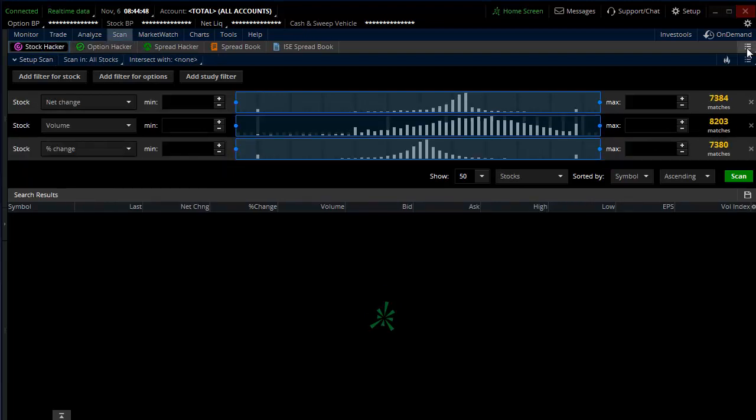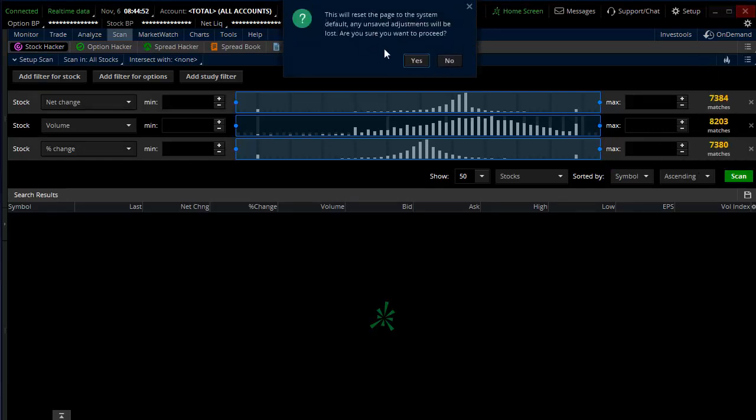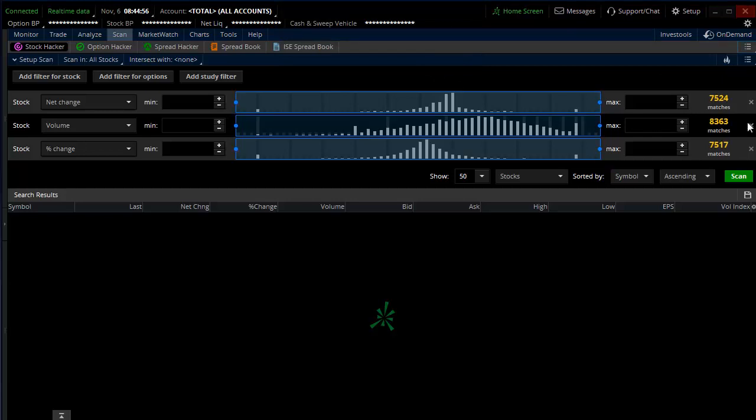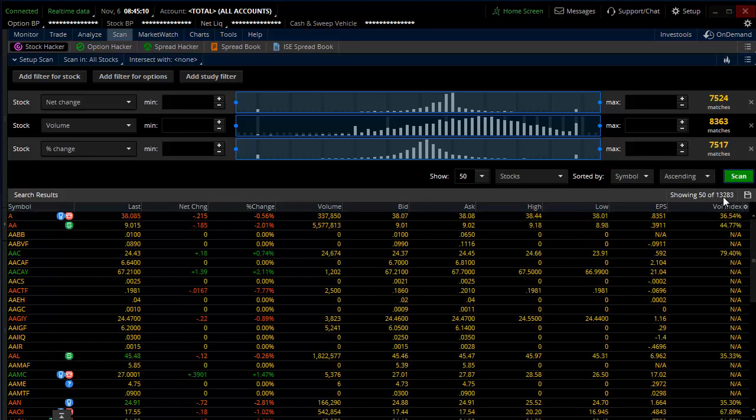Now, if I come right here, I'm going to reset. That will reset the page to system default. You'll see, yes, it does. So now that tells me the default system model is this. It's going to look at net change of stocks, all volume, all percent change. And if I just hit scan right now, that tells me I've got about 13,000 candidates of stocks that I can trade.